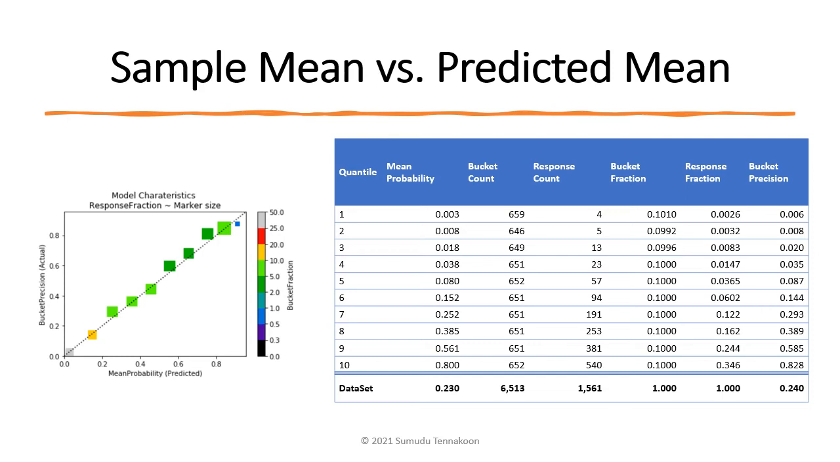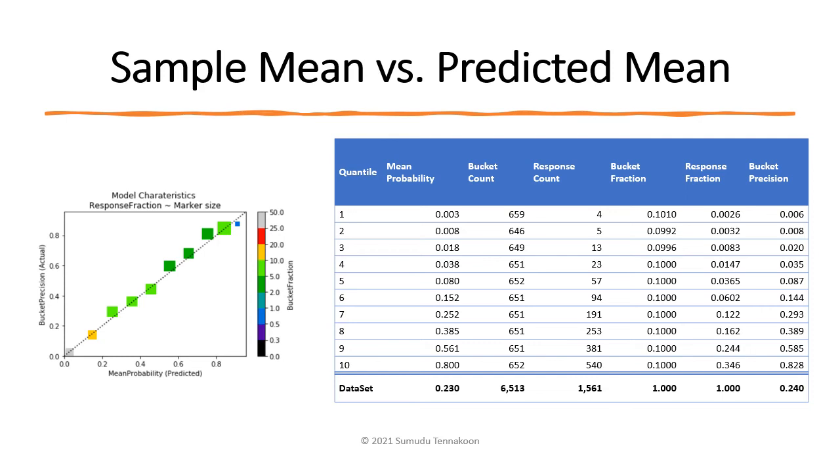So you should have roughly 0.1 as your bucket fraction. So that is not significant in this table. But the response fraction will be how many responses per how many records qualified under this bucket. So in the first row, quantile number 1, you will see 4 over 659 will give you 0.0026. The response fraction is very low.